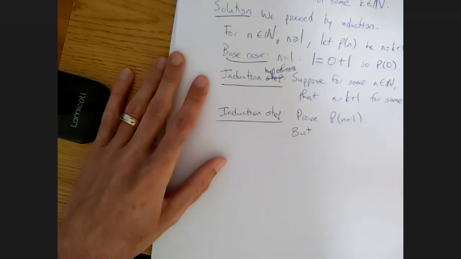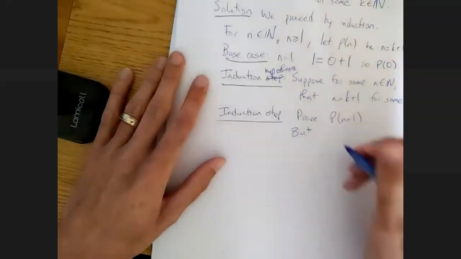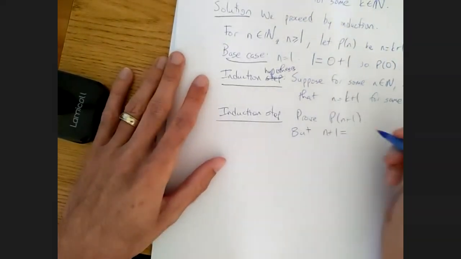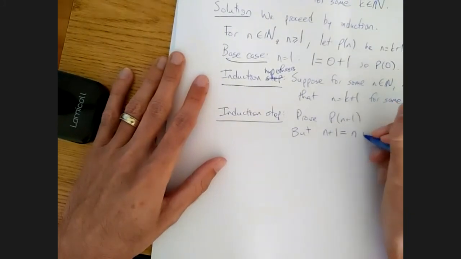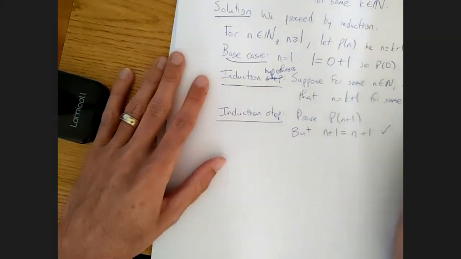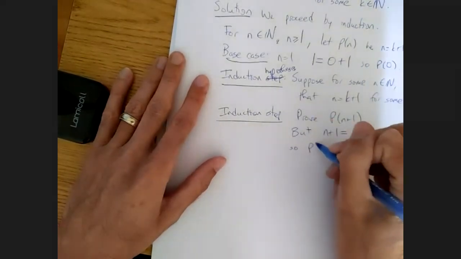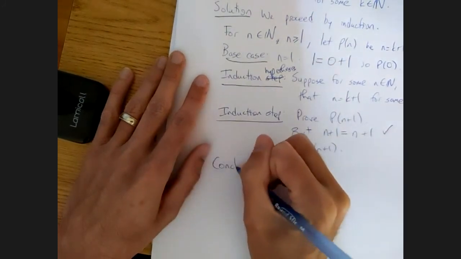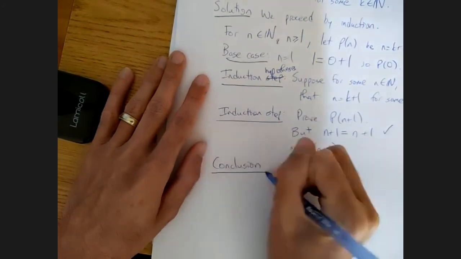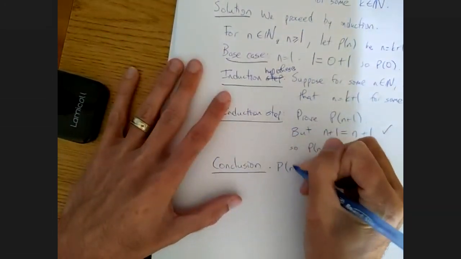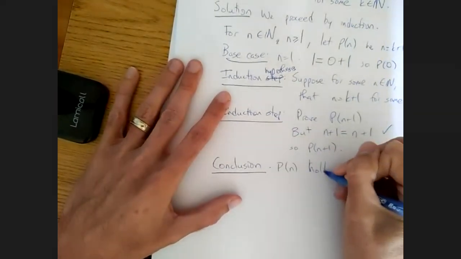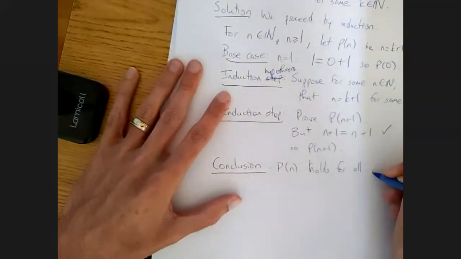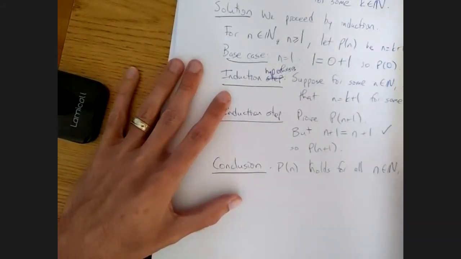But this doesn't even use the induction hypothesis, you know? n plus 1 is already of the form n plus 1. So p of n plus 1 holds. So our conclusion: p of n holds for all natural numbers n greater than or equal to 1.